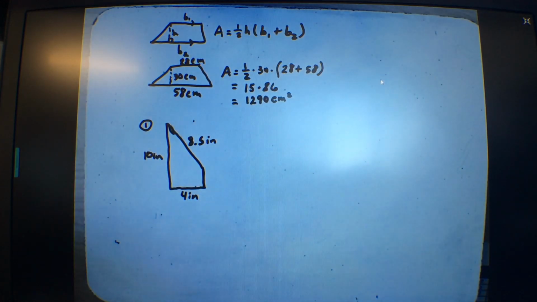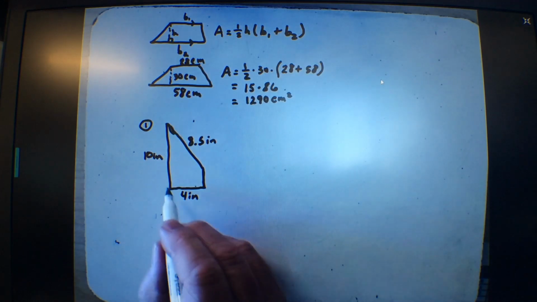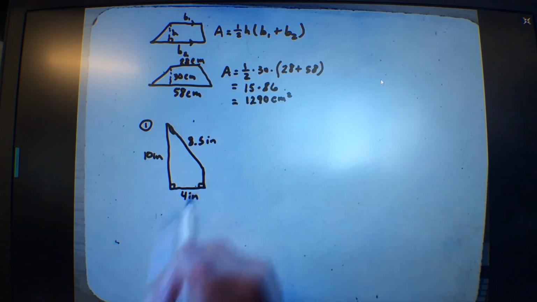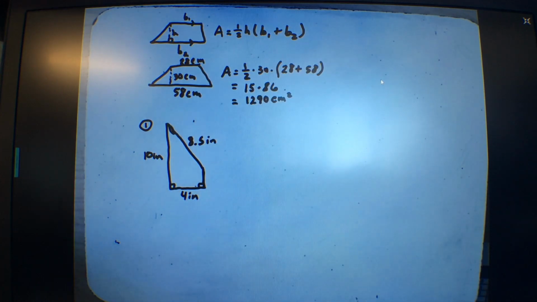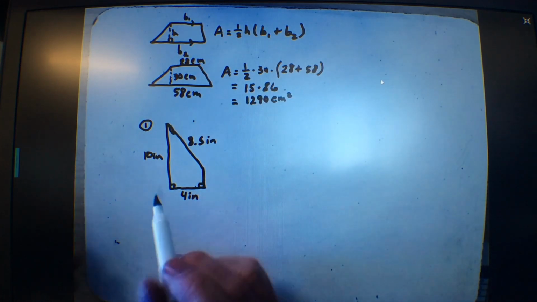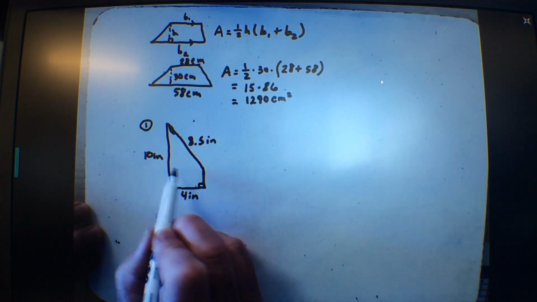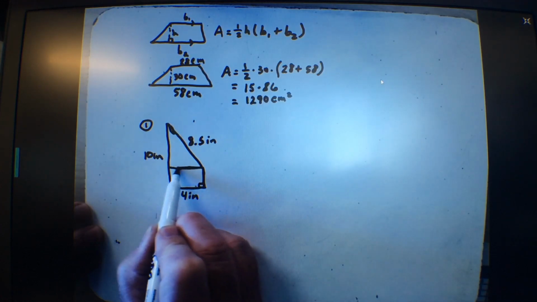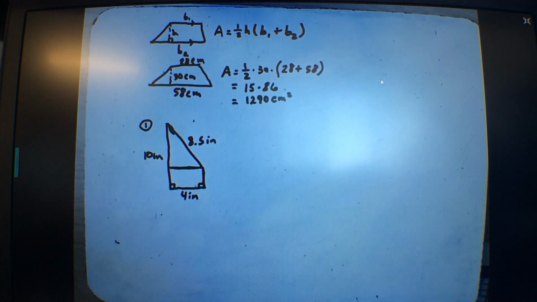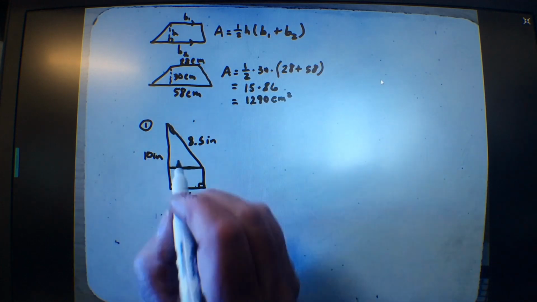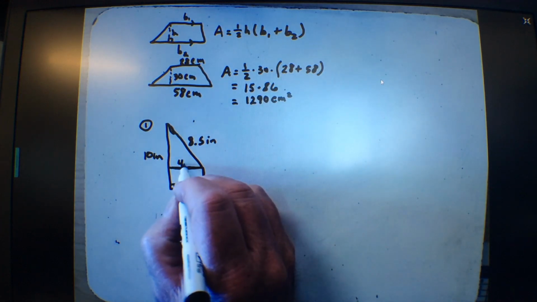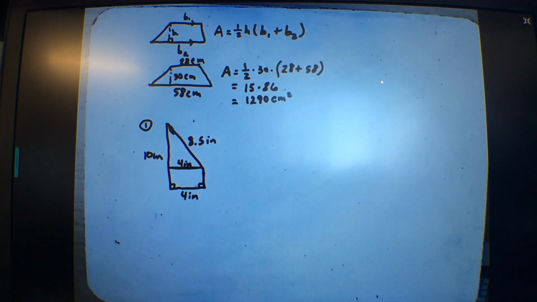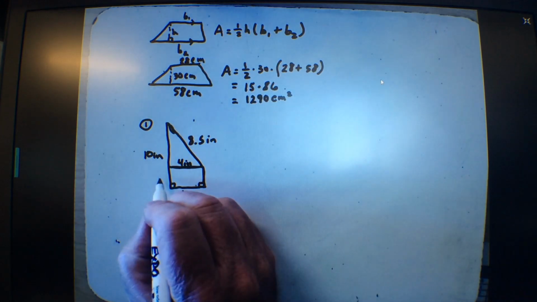Now what is the problem with this? We actually do have the height. What is the height? 4. What don't we have? The bases. We don't have this little base here. So what I could do is cut that off at an equal measure. How long is this? 4 inches. We do not know this value here, so we'll call it x.